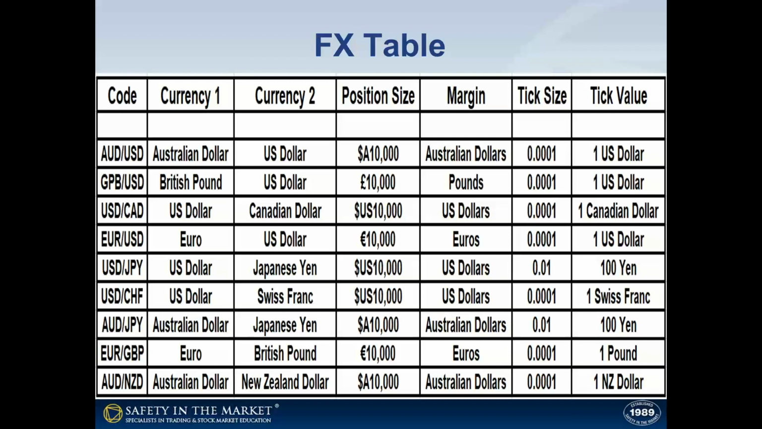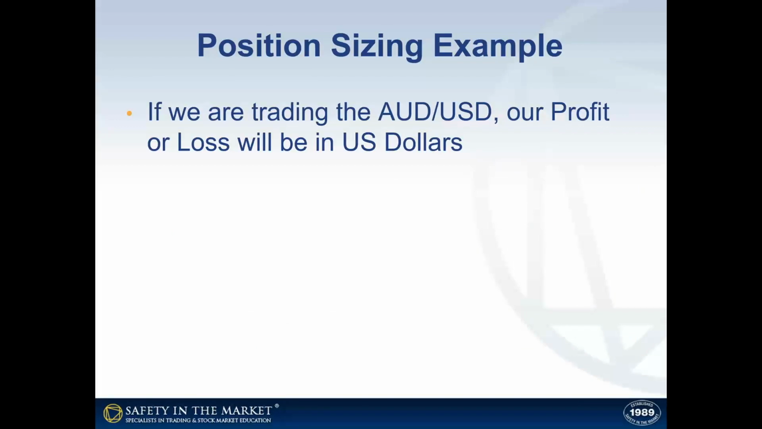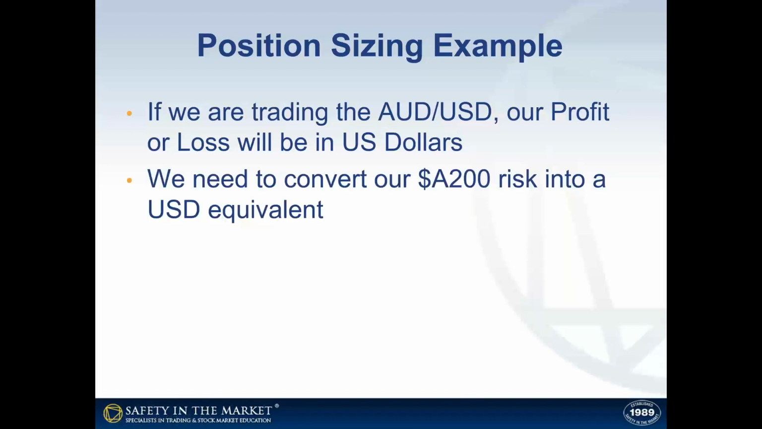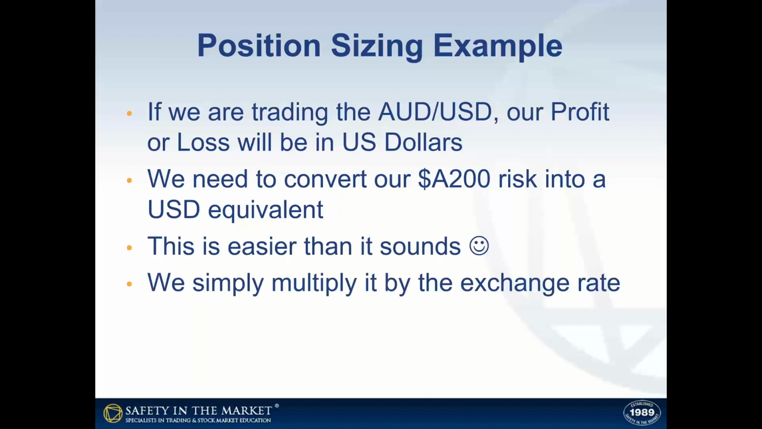But we need to convert that $200 into whatever currency we're planning to trade in. So in this example, let's say we're trading the Aussie dollar US dollar. Our profit or loss is going to be in currency number 2, which is US dollars over here. We need to convert our $200 risk into a US dollar equivalent because our profit or loss is going to be calculated in US dollars. Now, it's easier than it sounds. We simply multiply that $200 by the exchange rate. Okay, so it's just one calculation.